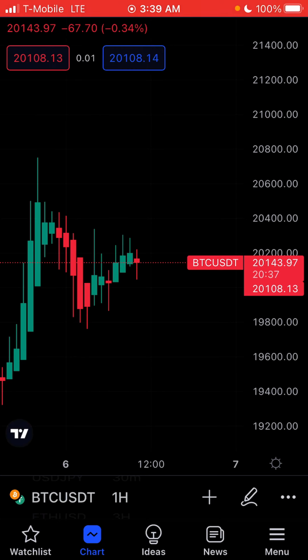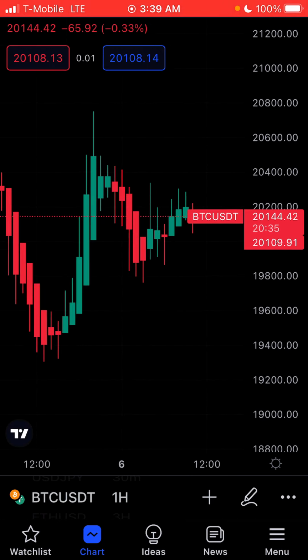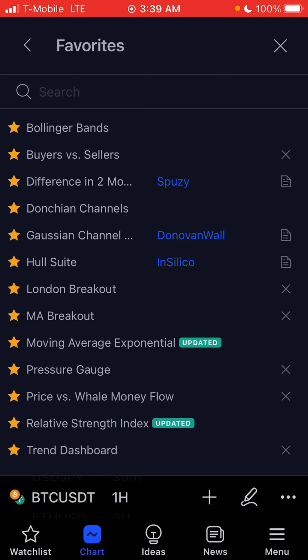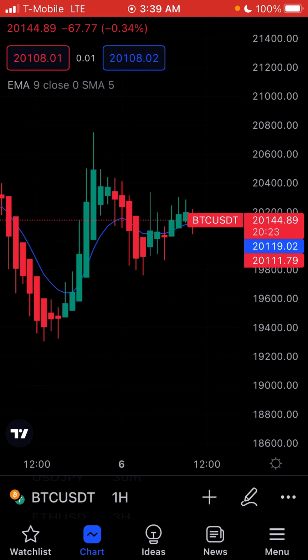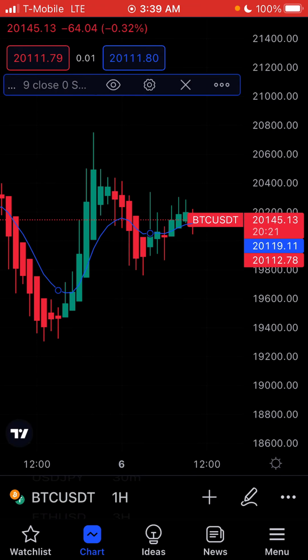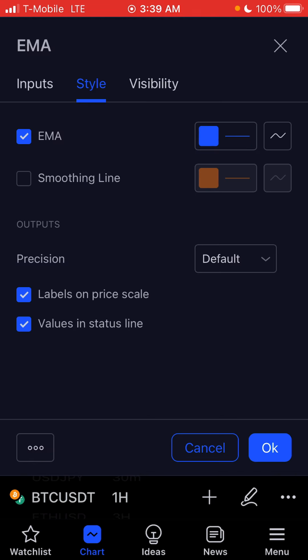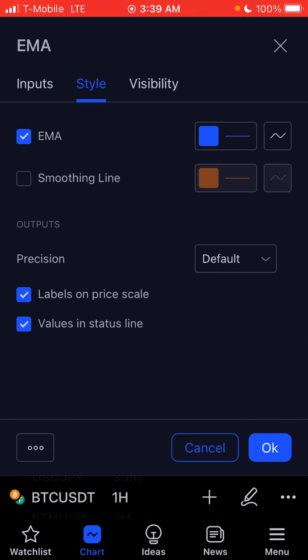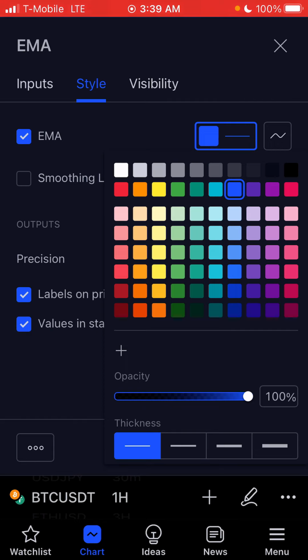Okay, so what we're going to do, we're going to need three indicators. One of them is paid, so just keep that in mind. First we're going to load up our EMAs. We're going to go over here to moving average exponential. We have to make sure that our method here says EMA. And for the style, I like to make it a bright color. Let's make it yellow.